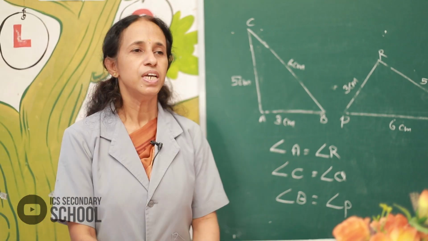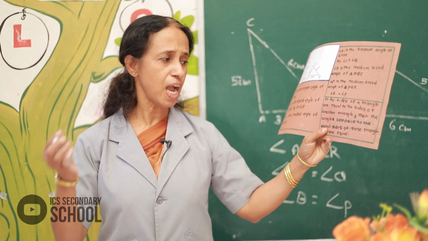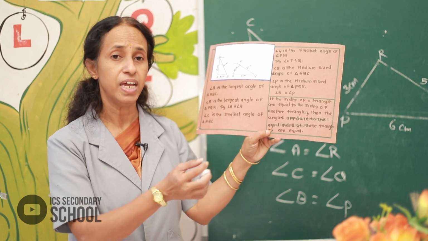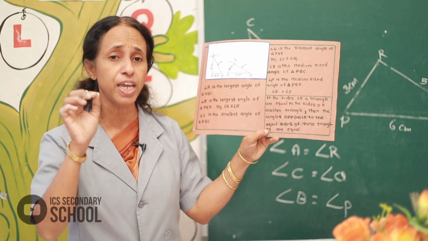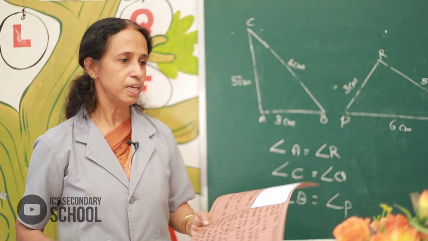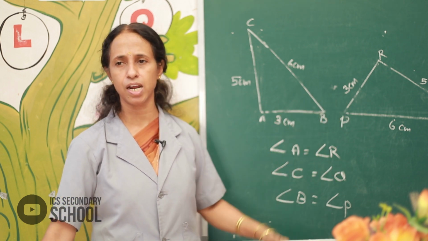Last principle: if the sides of a triangle are equal to the sides of another triangle, then the angles opposite to the equal sides of these triangles are also equal.